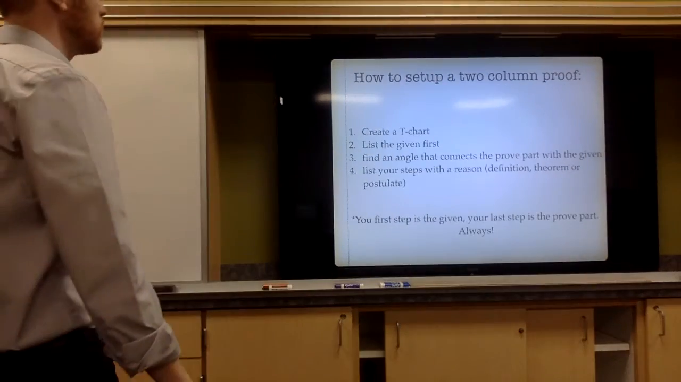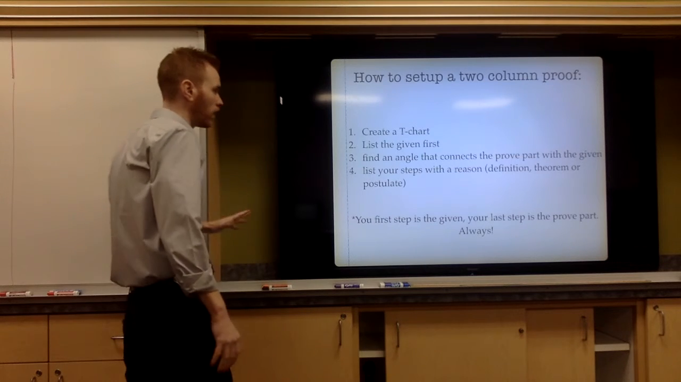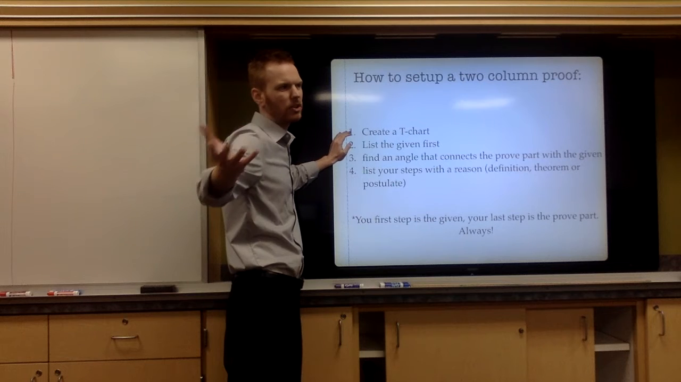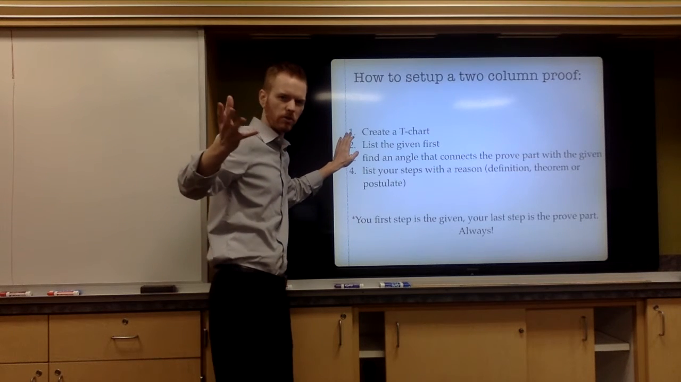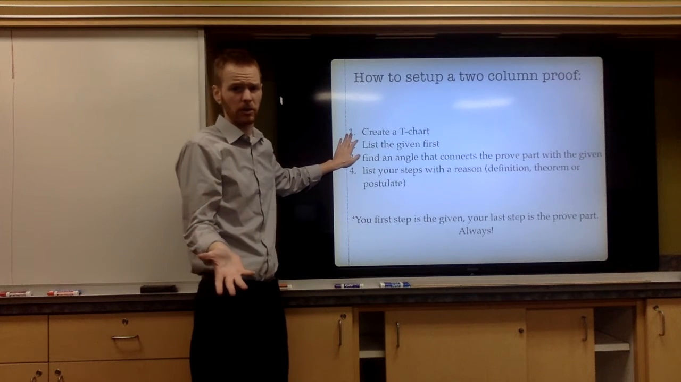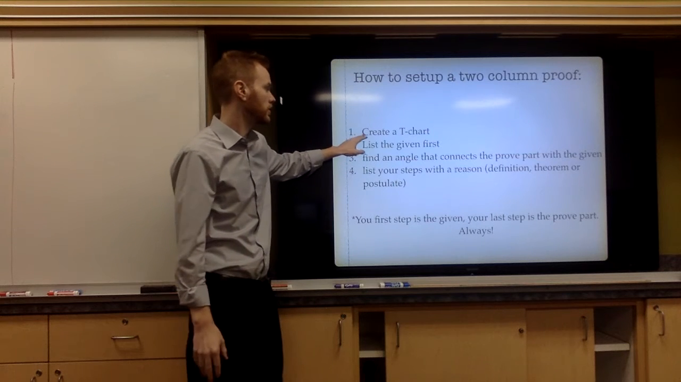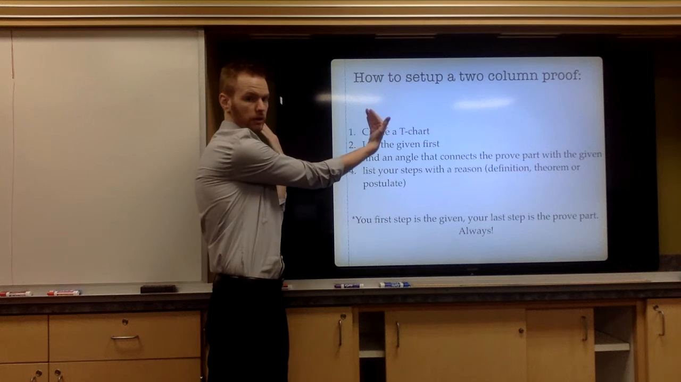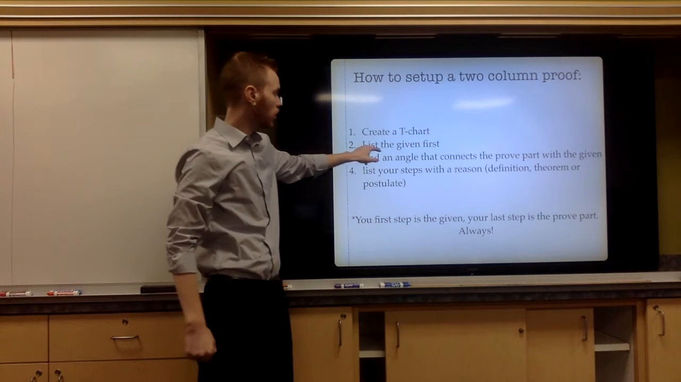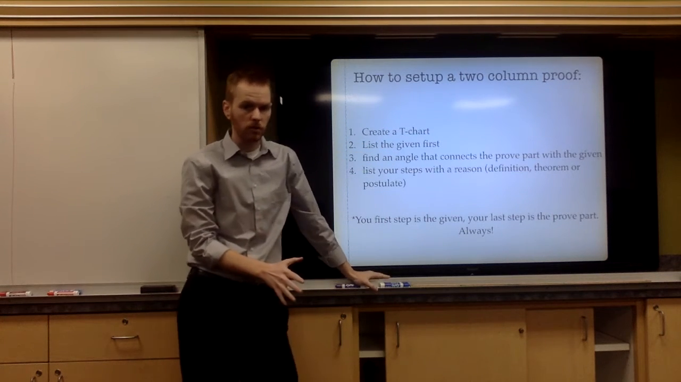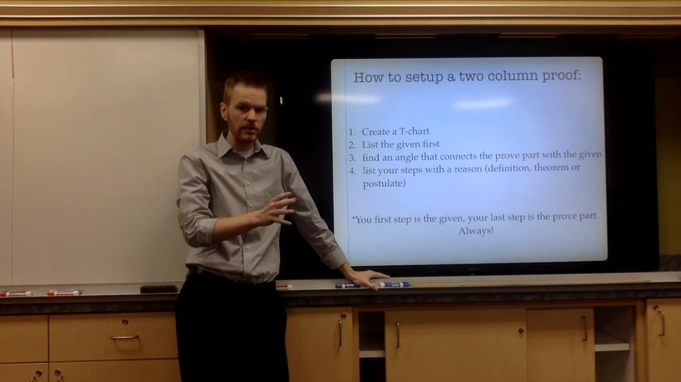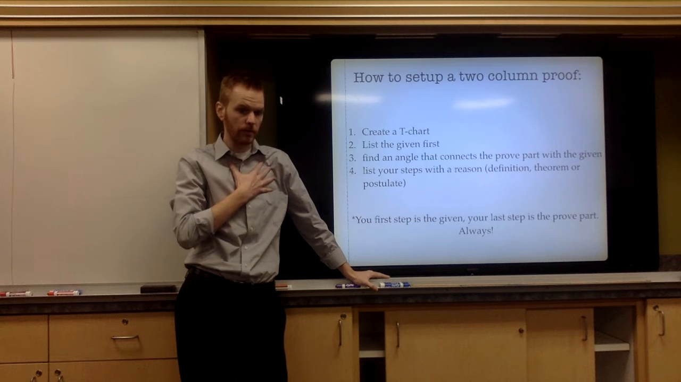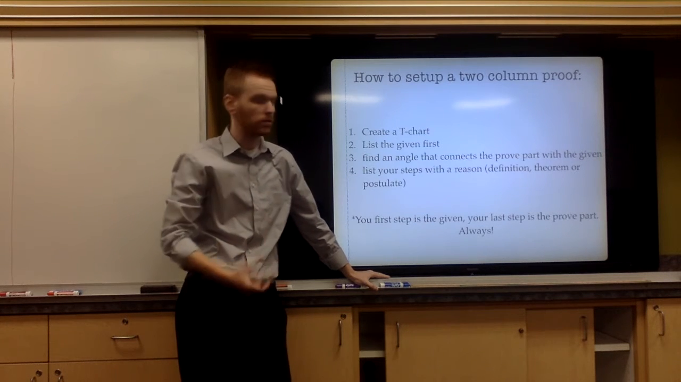So how do we set up a two-column proof? This is one way of doing it. Like I said, we're not going to do paragraph or flowchart proofs specifically. We'll look at some, but right now I want to focus on T-chart proofs. On one side, we're going to list all of our steps. The other side, we're going to list all of our reasons. You're going to list all the given information first. Once we have that listed, we're going to start adding some other observations that we see in the problem, and then we're going to see if we can get to the conclusion.